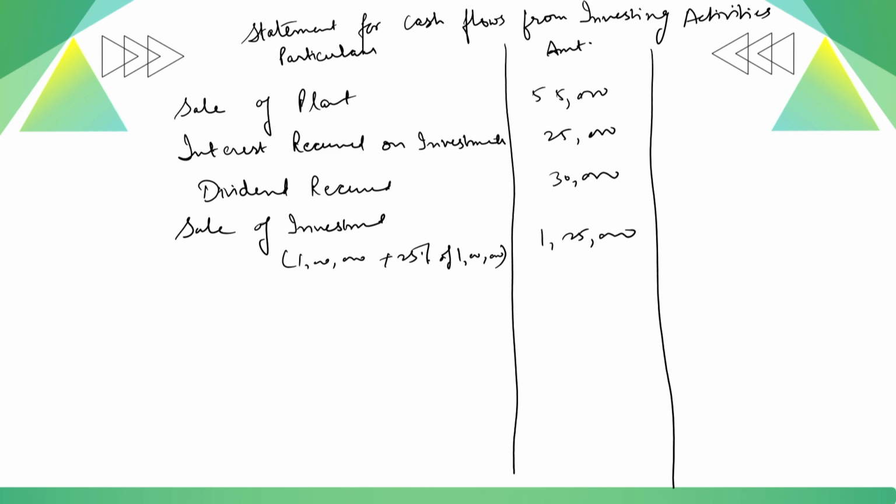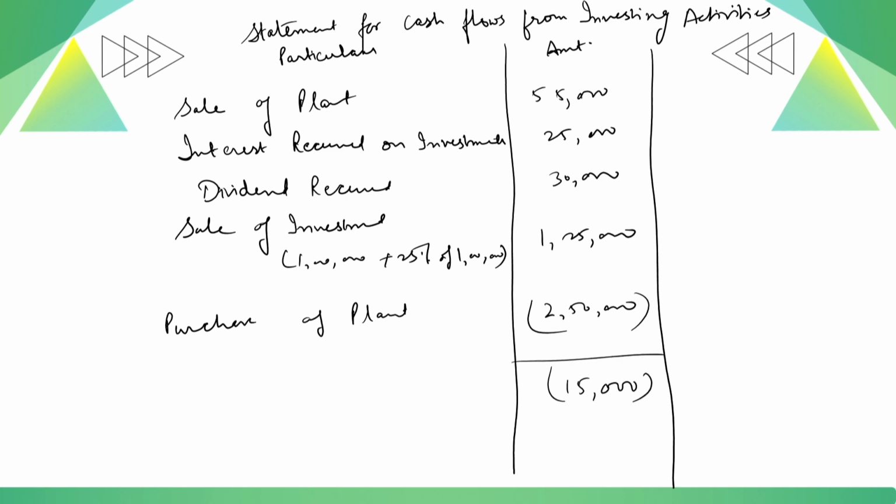Now moving ahead, we have a balancing figure in the plant account, that is showing the purchase of plant, 2,50,000. If we make a total, the total of the positive items, that is the cash inflow, comes to rupees 2,35,000 and we are having an outflow of 2,50,000, means we have a balancing figure in negative, which denotes that net cash used in investing activities.